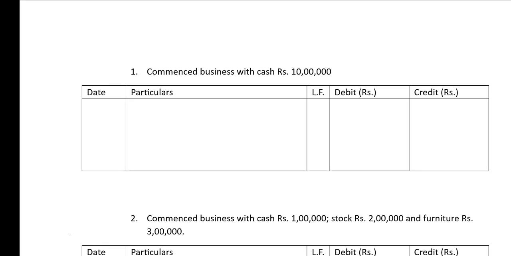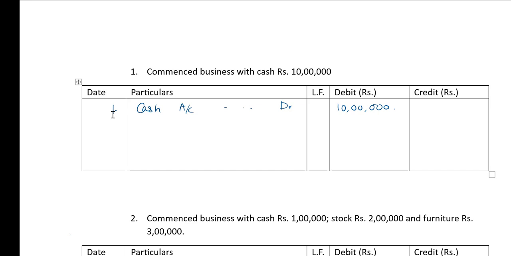First transaction, commenced business with cash rupees 10 lakh. The proprietor has started business with cash of rupees 10 lakh. From the point of view of the business, there is an increase in cash. Cash is an asset, and increase in cash has to be debited. So we will debit the cash account with rupees 10 lakh.